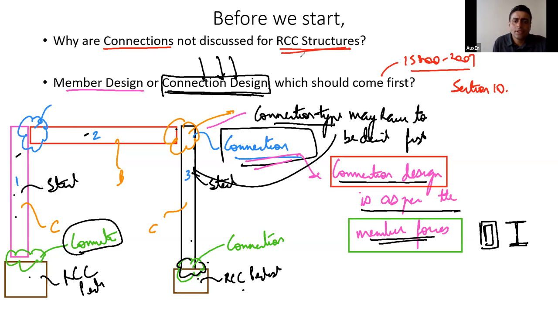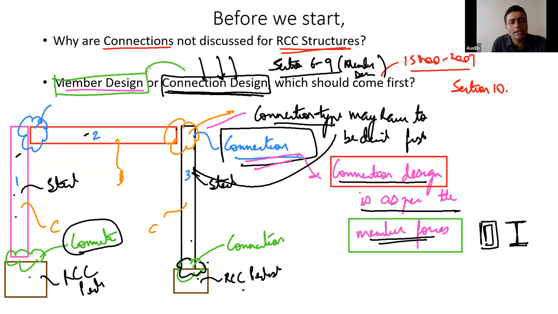And if you see section numbers 6 to 9, I'm talking about IS 800-2007, section 6 to section 9 mainly cover the member design. Okay. So in the IS code, they have covered the member design first, followed by connection design later. Anyway, I hope you understand. So if I could just conclude this discussion, in most of the cases, member design needs to come first, and then you need to follow it up by the connection design.